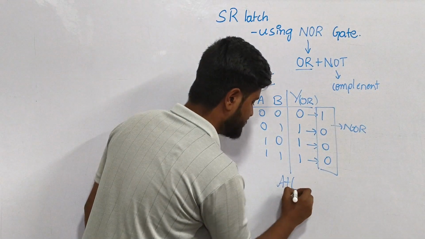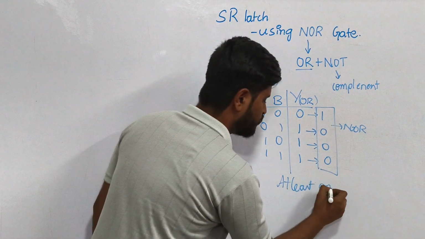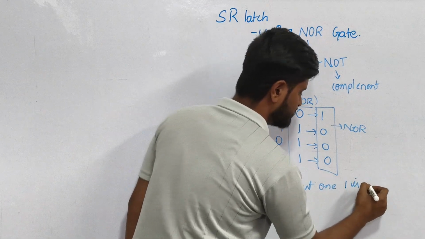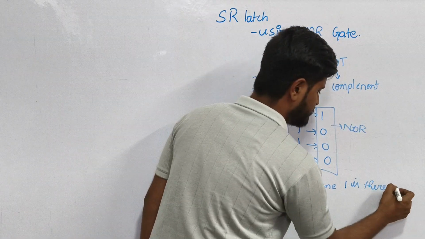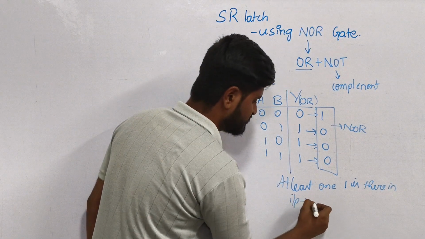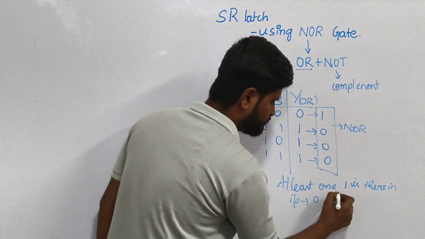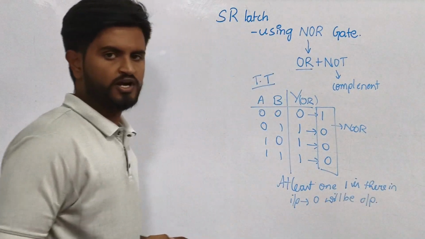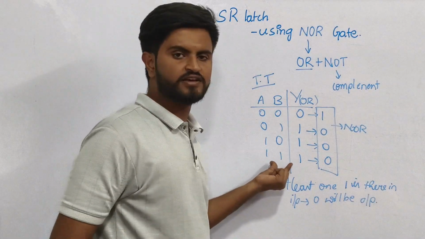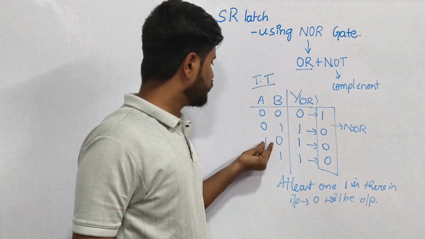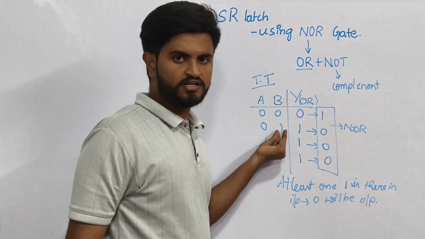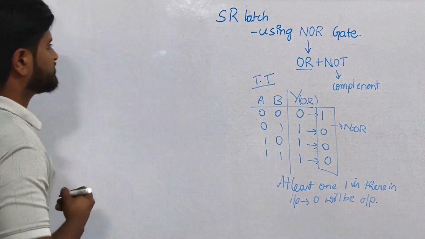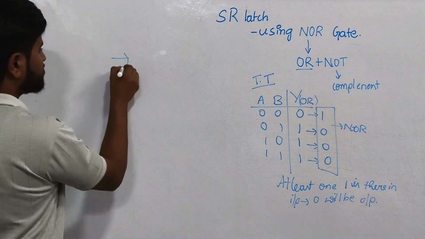That is, if at least one 1 is there on the input side, then 0 will be my output. At least 1 will be acting as an input. At least there is one higher bit, that is 1, on the input side, means output side will be equal to 0. Now let's construct the SR latch using NOR gate.